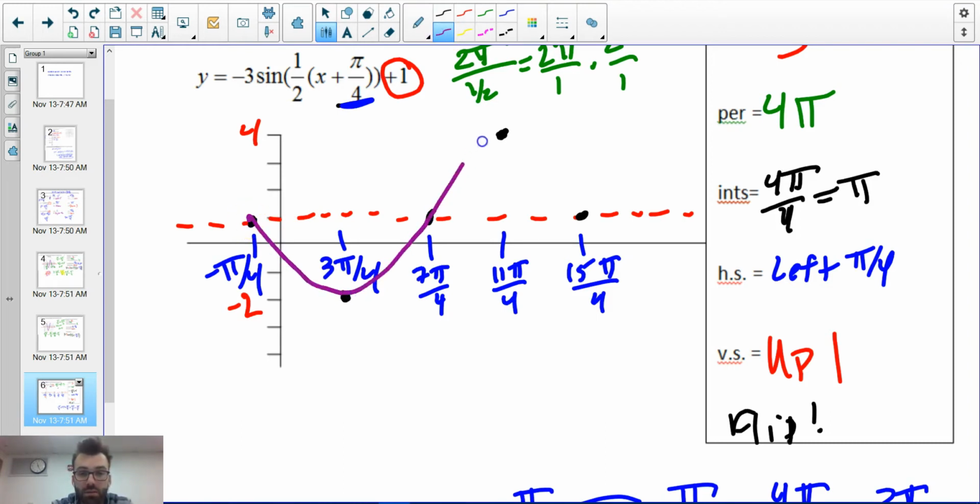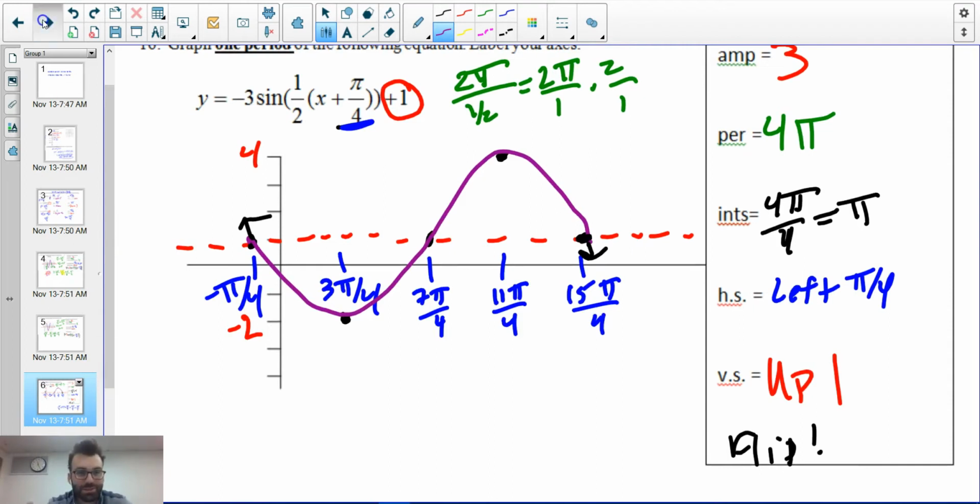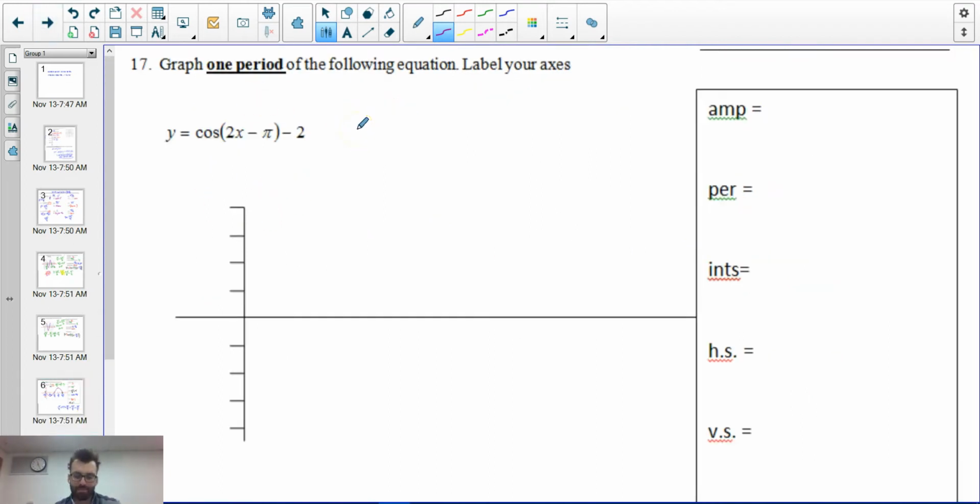Let's see how we do. It's going so well. Technically, we're supposed to have arrows here because it's going on forever in both directions. It does not stop. It just continues. Okay? There's 16. Having a lot of fun here. Having a good time? I know I am. Let's keep going.